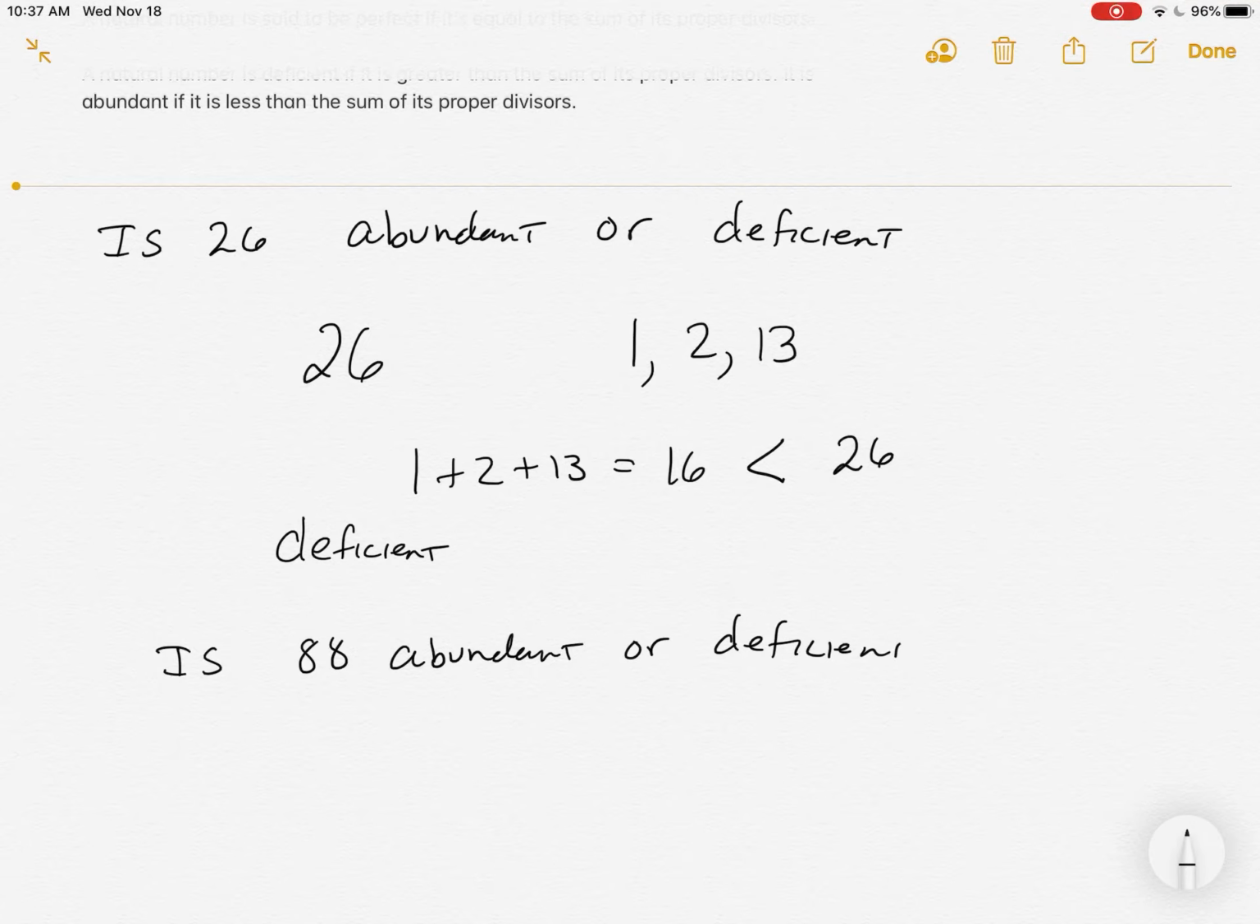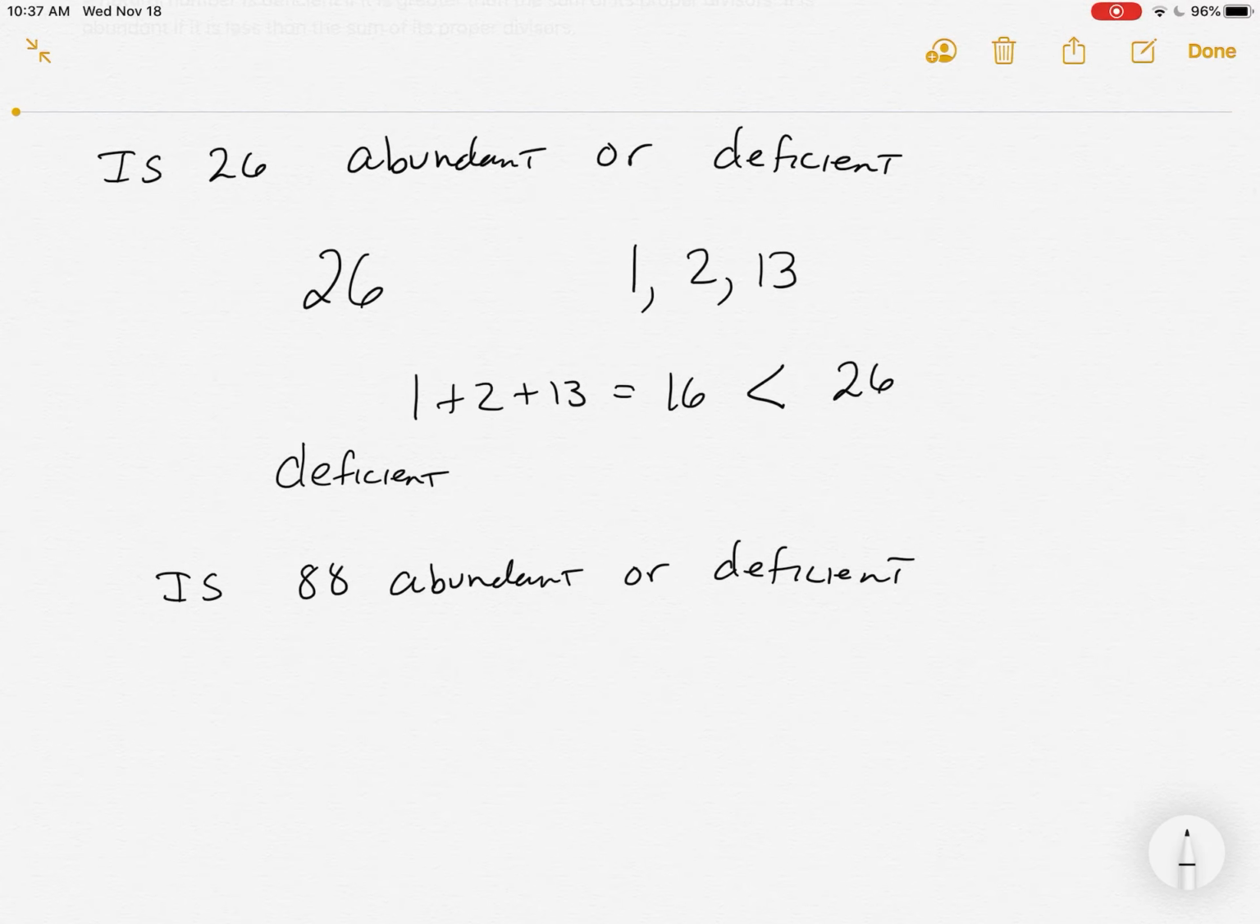And so it should be really quick to go through here, although if they pick big numbers, it's not going to be quick because you've got to think about all those divisors, which could be an issue. So let's take a look at 88, a little bit harder.